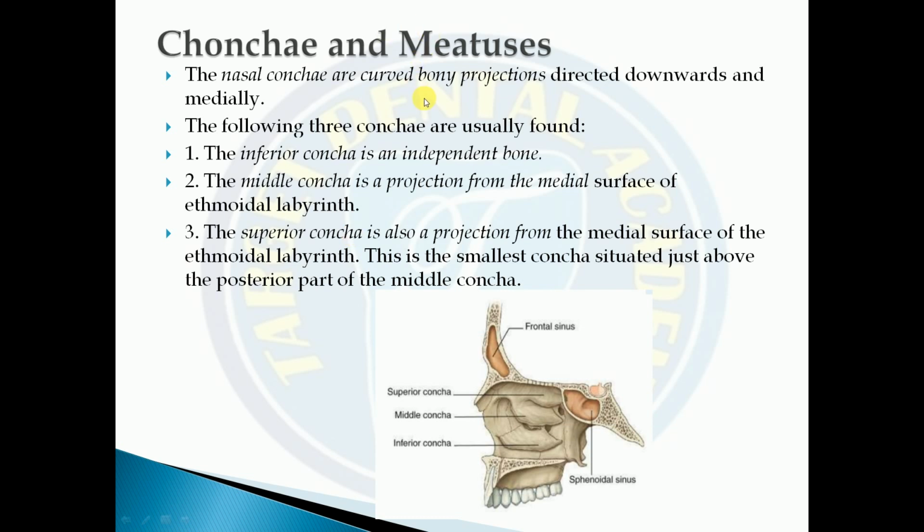Coming on to the conchae and the meatuses. The nasal conchae are curved bony projections which are directed downwards and medially. There are three conchae: the inferior concha, the middle concha, and the superior concha. The inferior concha is an independent bone, while the middle and the superior concha are projections from the medial surface of the ethmoidal labyrinth.